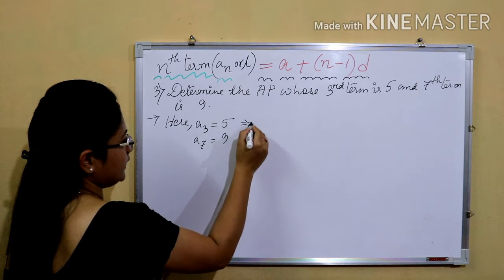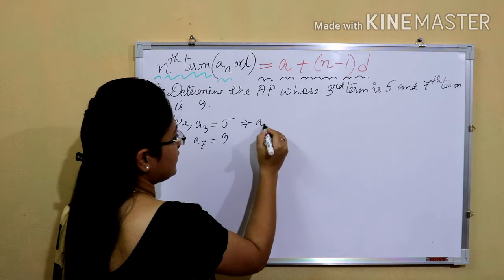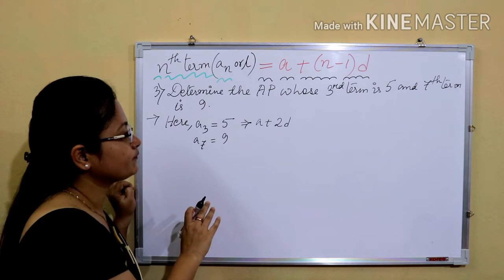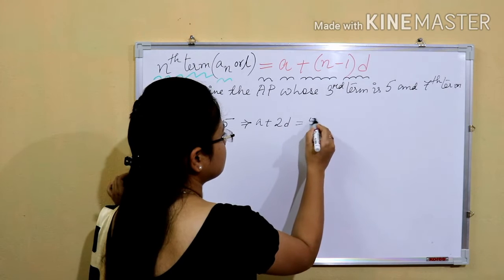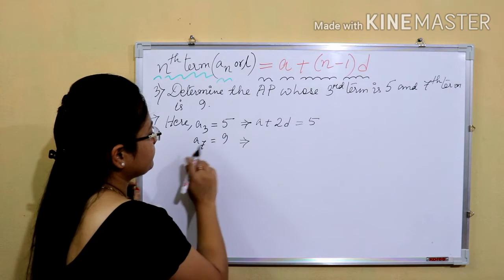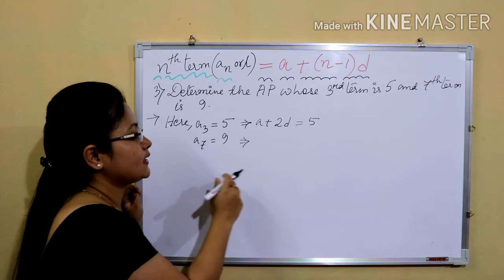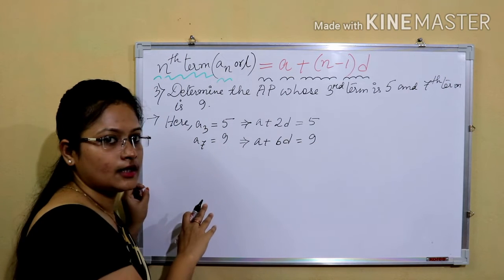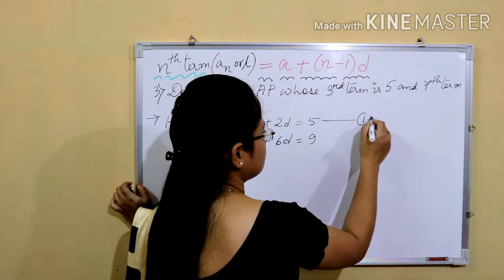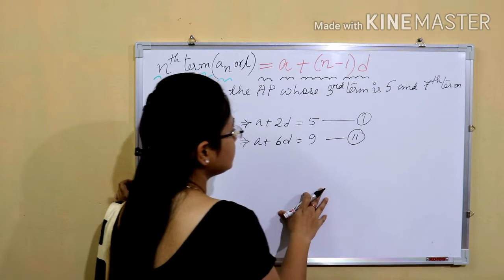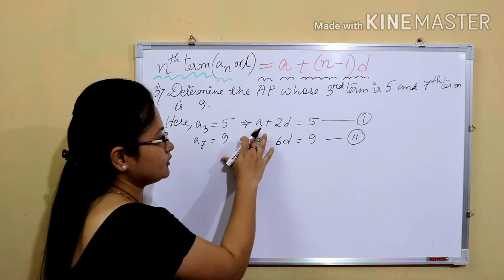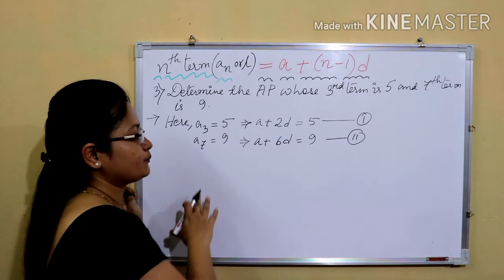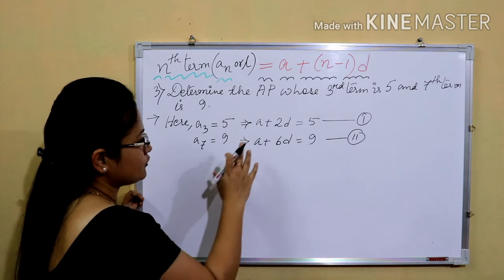So A3 can be written as A plus 2D, which is equal to 5. Similarly, A7, that means A plus 6D, is equal to 9. So we got two equations here. If we solve these equations, we will get the value of A and the value of D. If we get the values of A and D, we can determine the AP. Let us solve these two equations.